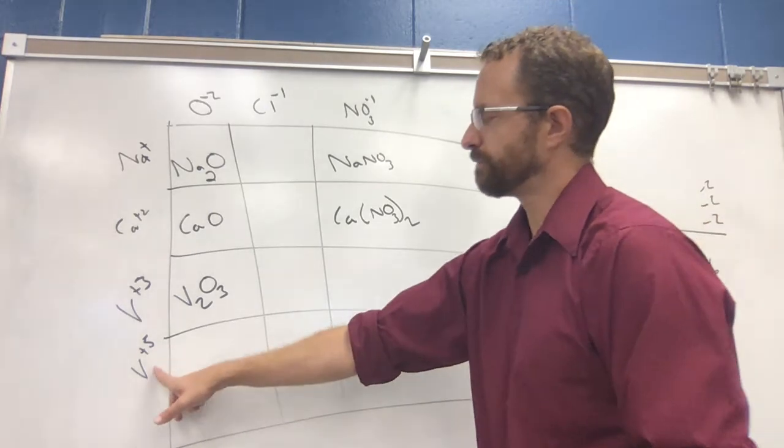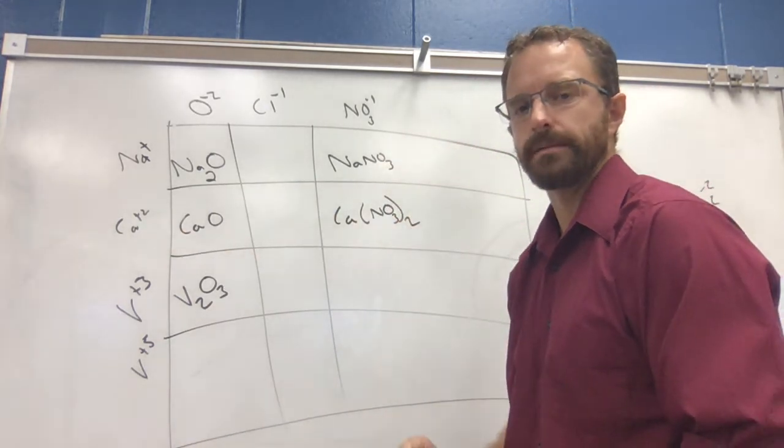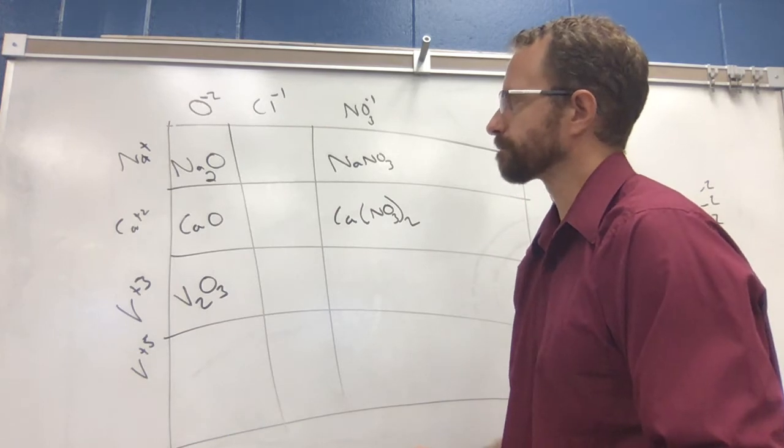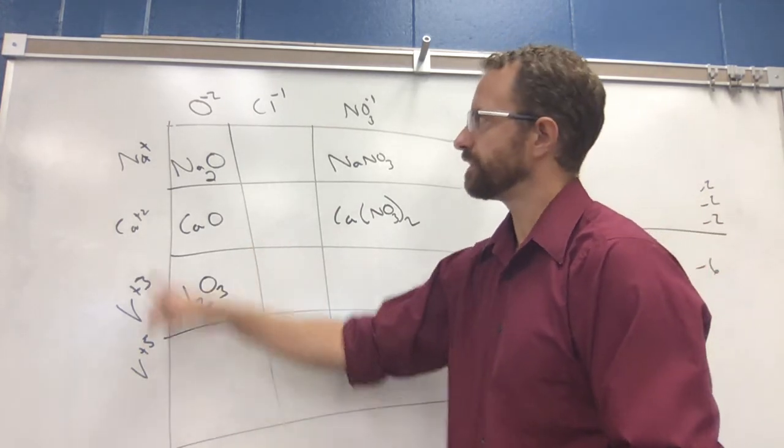Same thing with the V +5 and the O -2. That's another one that's going to be a little bit complicated. Maybe pause me and try and work ahead there. Least common multiple is 10. So it's going to take 2 of these and 5 of these.